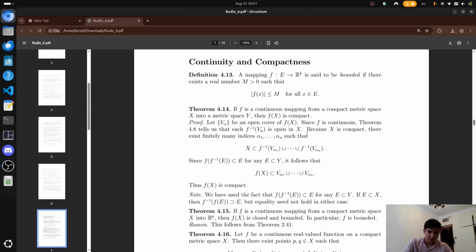Because X is compact, there exist finitely many indices alpha 1 to alpha n such that X is in f inverse of V alpha 1 all the way to f inverse of V alpha n. Since f of f inverse of E is inside E, for any E in Y, it follows that f of X is in V alpha 1 union all the way to V alpha n. Thus, f of X is compact.